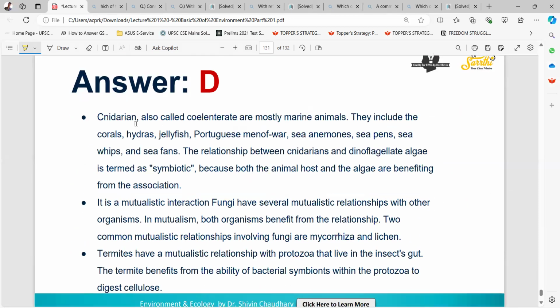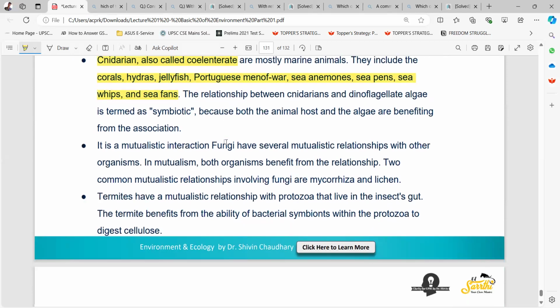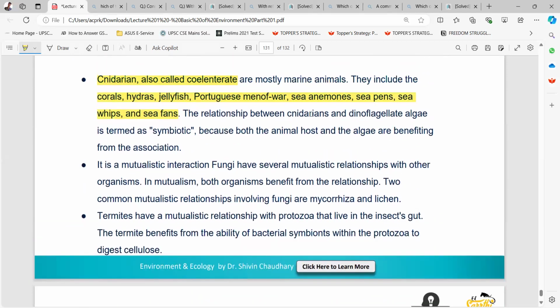Okay. Cnidarians, also called coelenterates, are mostly marine animals. They include the corals, hydras, jellyfish, Portuguese men of war, sea anemones, sea pens, sea whips, and sea fans. The relationship between cnidarians and dinoflagellate algae is termed symbiotic because both the animal host and the algae are benefiting from the association. It is a mutualistic interaction.